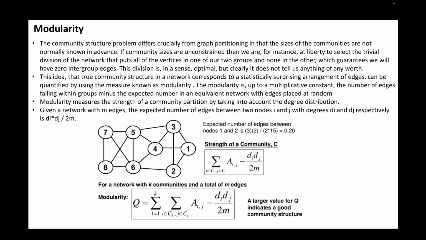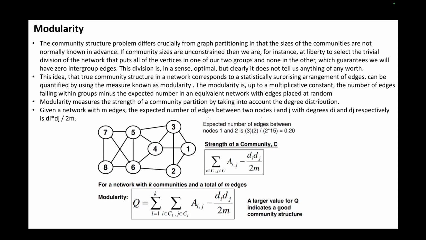So the idea that a true community structure in the network corresponds to a statistically surprising arrangement of edges can be quantified by using a measured quantity known as modularity. The modularity is basically a multiplicative constant times the number of edges falling within groups minus the expected number of edges in an equivalent network with edges placed at random. So the idea of modularity is: is your particular community more connected than in a random network with the same number of nodes and edges? If it is more connected, then it is more likely that it's a community or a cluster, and it will have a higher modularity score.